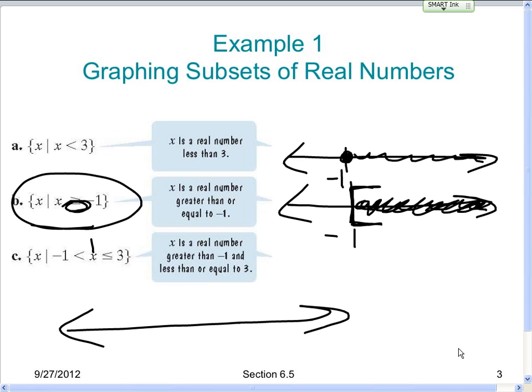notice the x is between the -1 and the 3, so you have -1 and you have 3. So since the x is between the two numbers, you're going to shade in between the two numbers. Less than is going to be parentheses. Less than or equal to is going to be a bracket.